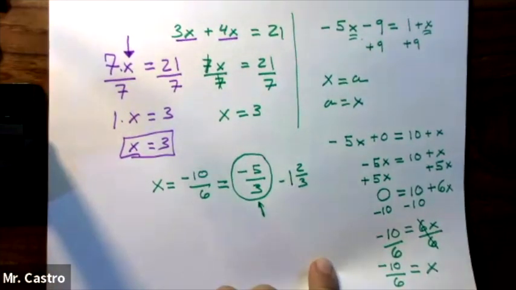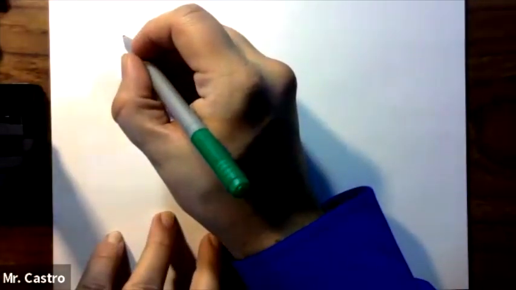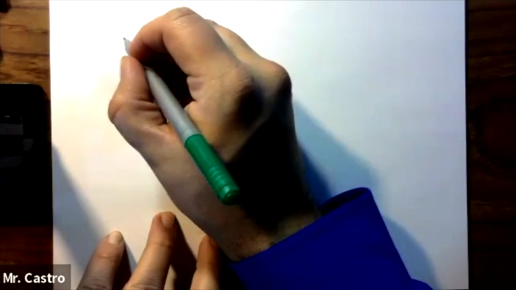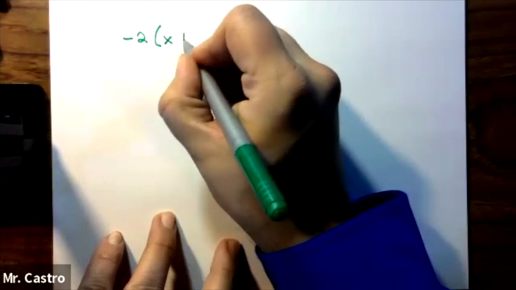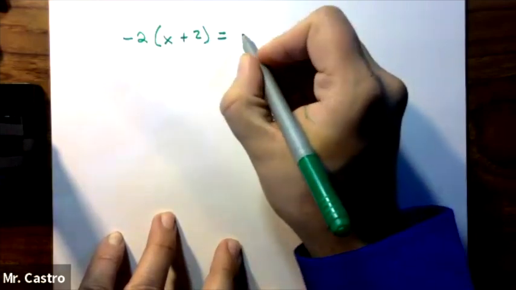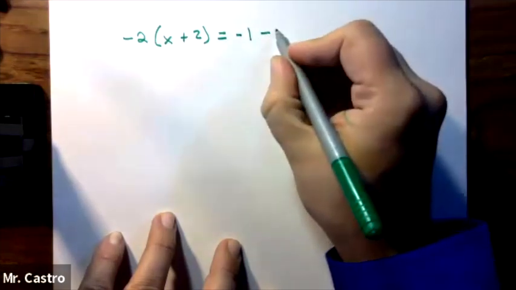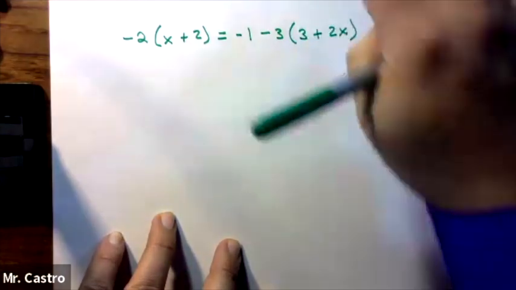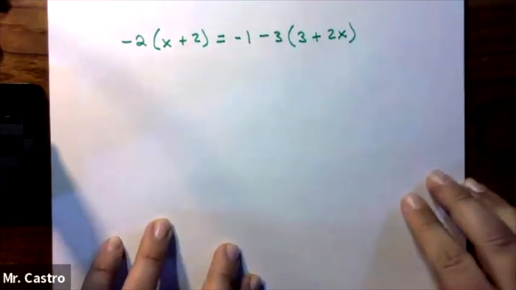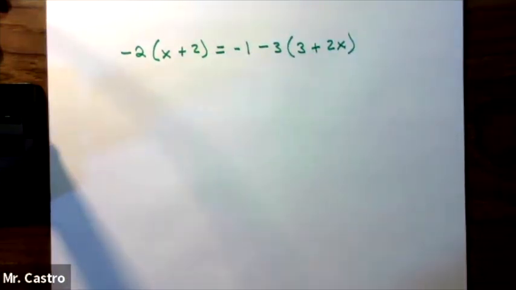I'm going to work another one for you. All right, we're going to have negative 2 times x plus 2, which is equal to negative 1 minus 3 times 3 plus 2x. Something big and hairy. All right. Okay. So what on earth am I going to do here?